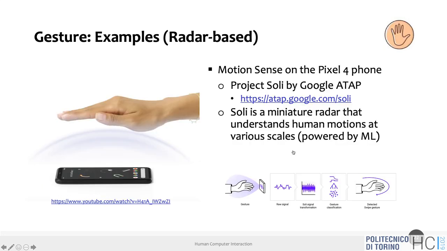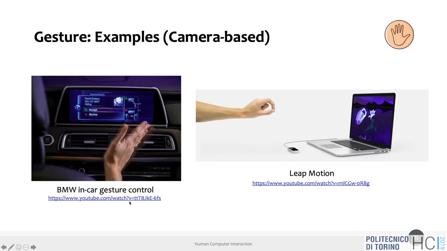And we also saw an example of a gestural interface that doesn't use a camera, but uses a radar-based system, based on a prototype and on a project called Project Soli by Google's Advanced Technology and Projects group. That is a miniature radar that uses machine learning and other things to detect the movement of hands, and the first, let's say, commercial application is in the Pixel 4 phone that is on the market, I would say, right now. I would like just to use this as an example.